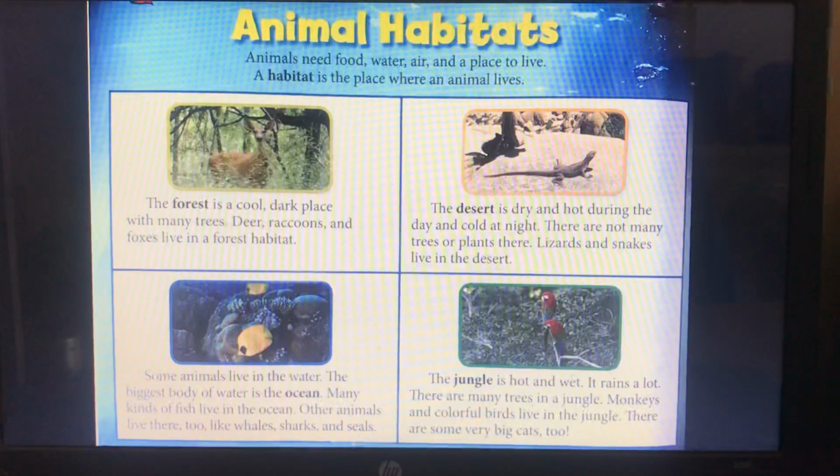Now, which one of the four do you like more? My favorite habitat is the ocean. What is your favorite habitat? Very nice. We will move on.